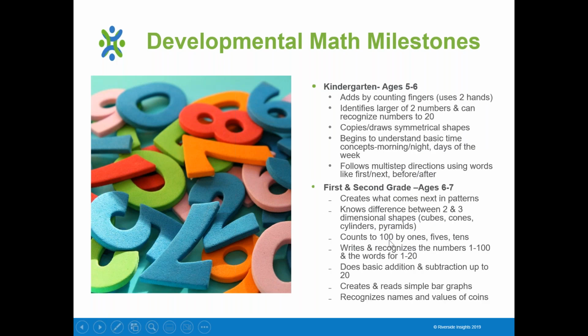And then we go on to talk about some of the other areas from kinder, ages 5 to 6. Again, a list of what we would typically expect the child to be able to perform. And then your first and second graders, ages 6 to 7. So at that point they're starting to know the difference between 2 and 3 dimensional shapes, so cubes, cones, cylinders, and pyramids. They can count to 100 by 1s, 5s, and 10s, etc.